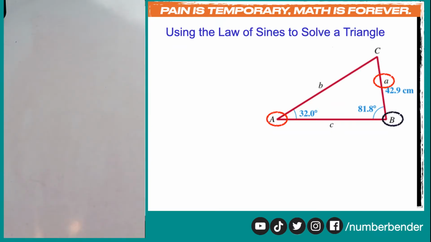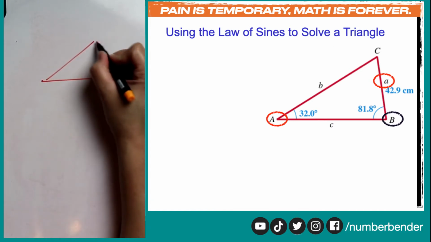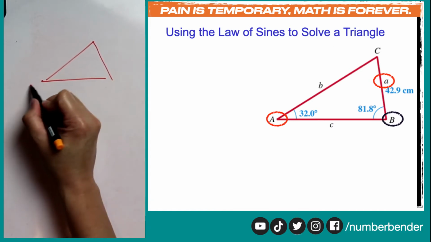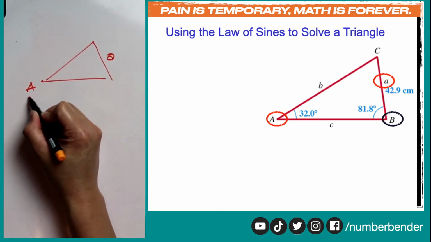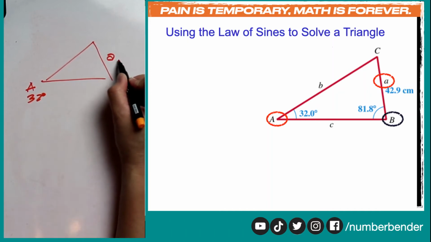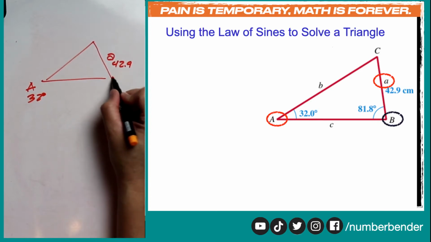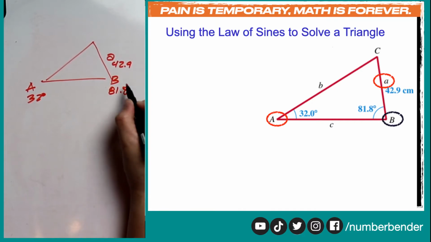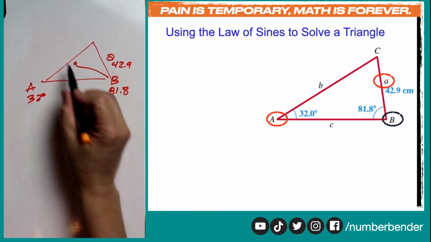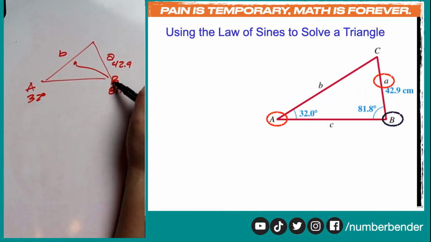So from here, since we have this triangle, let me draw it so that you can see it easier. We have angle A here and we have side a here. This is given, which is 32 degrees, and this is also given, which is 42.9 centimeters. We are also given angle B, which is 81.8 degrees, and the missing part opposite that angle is side b.